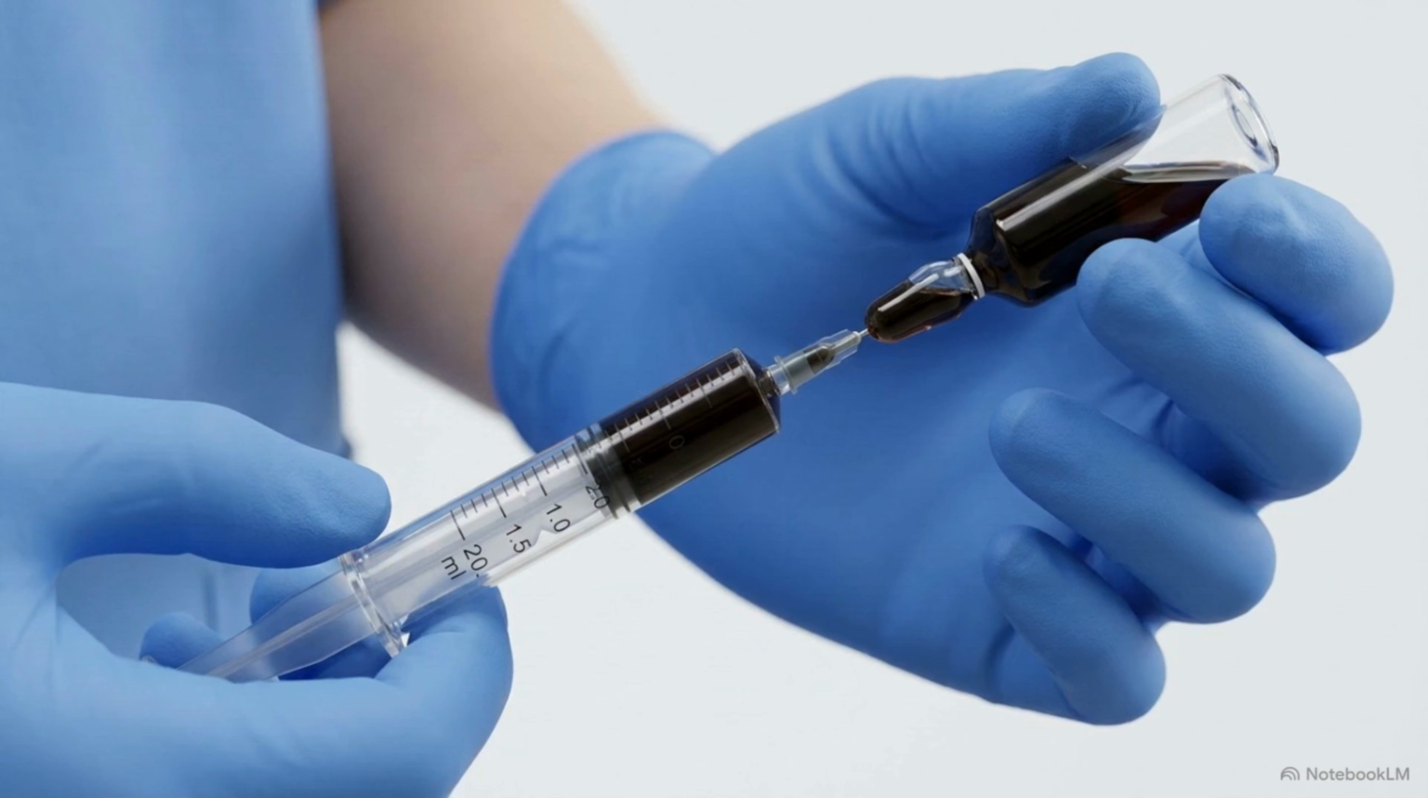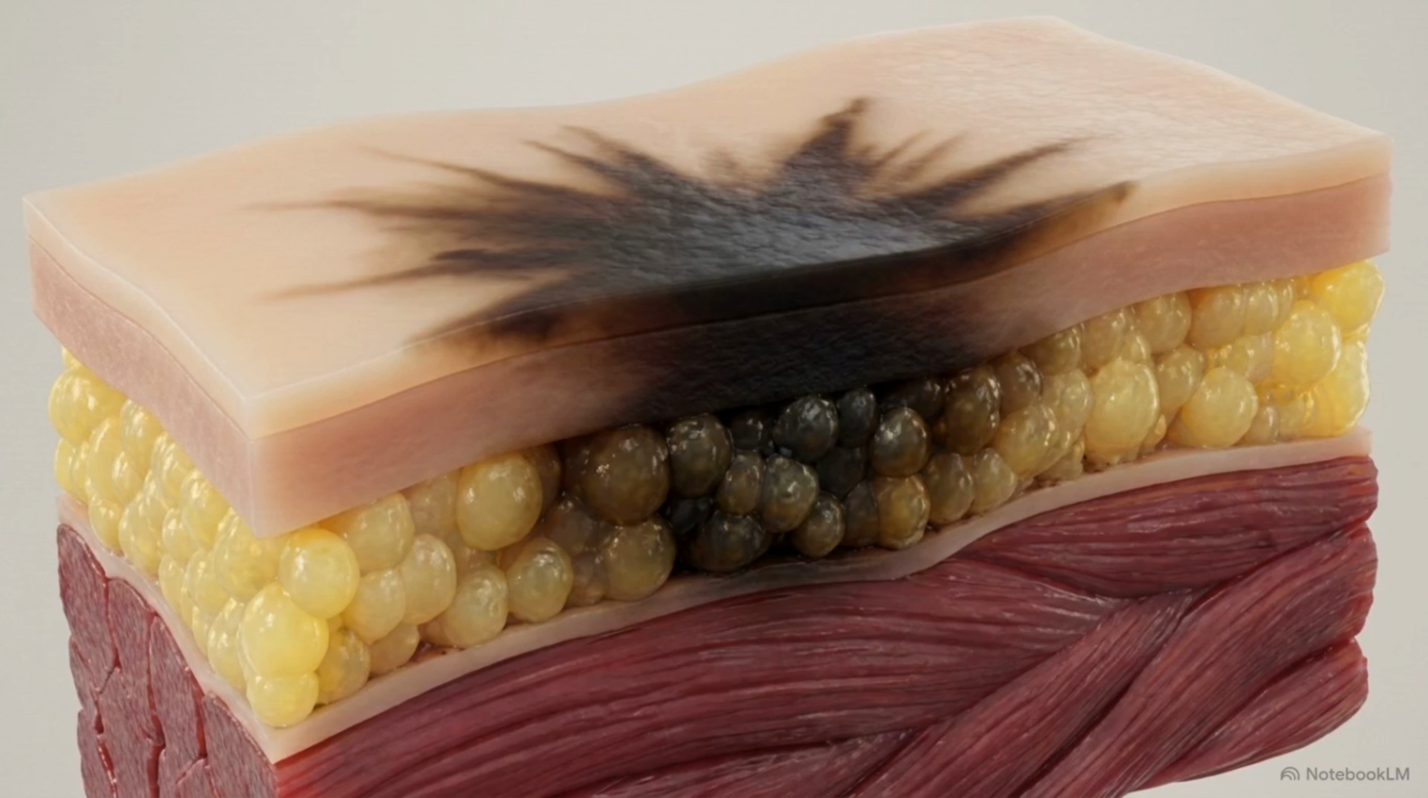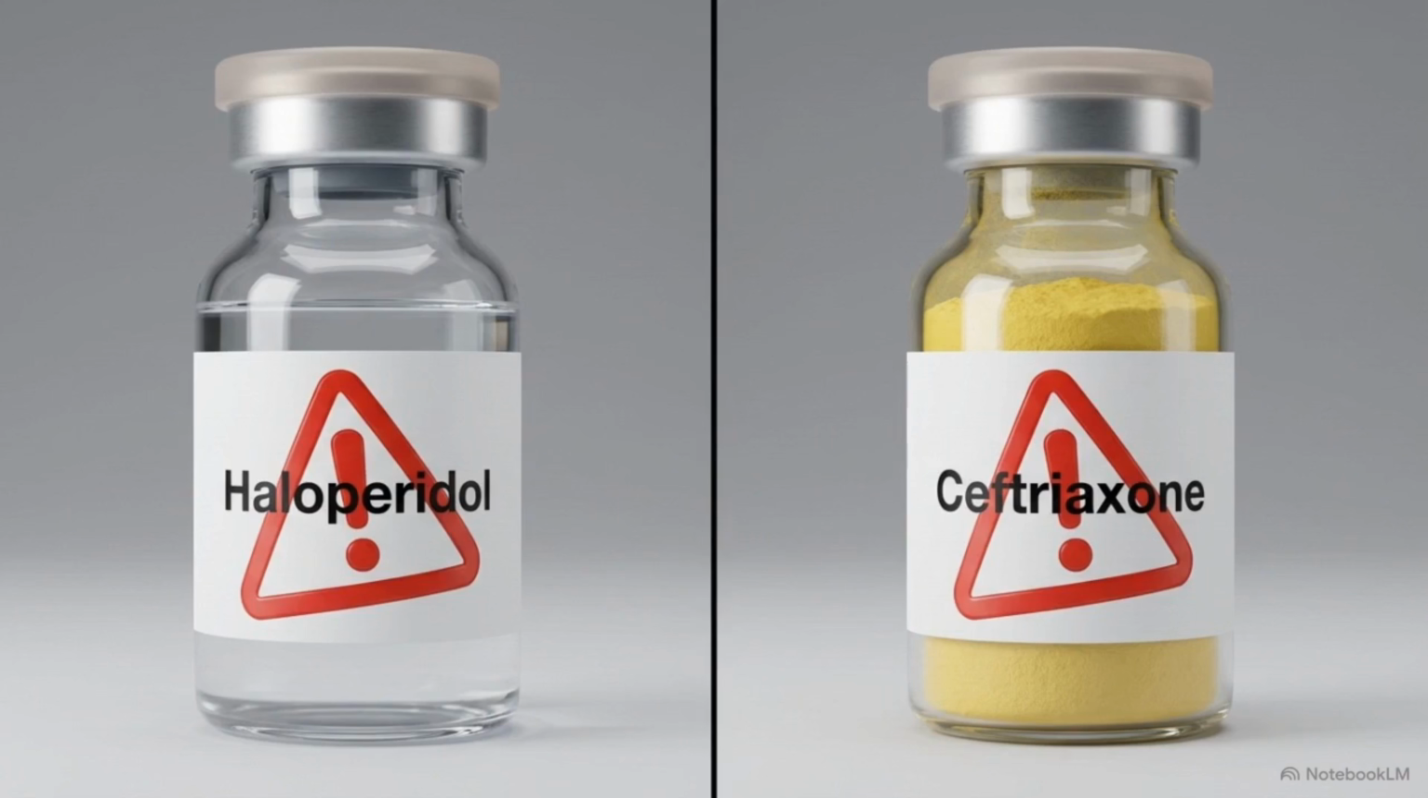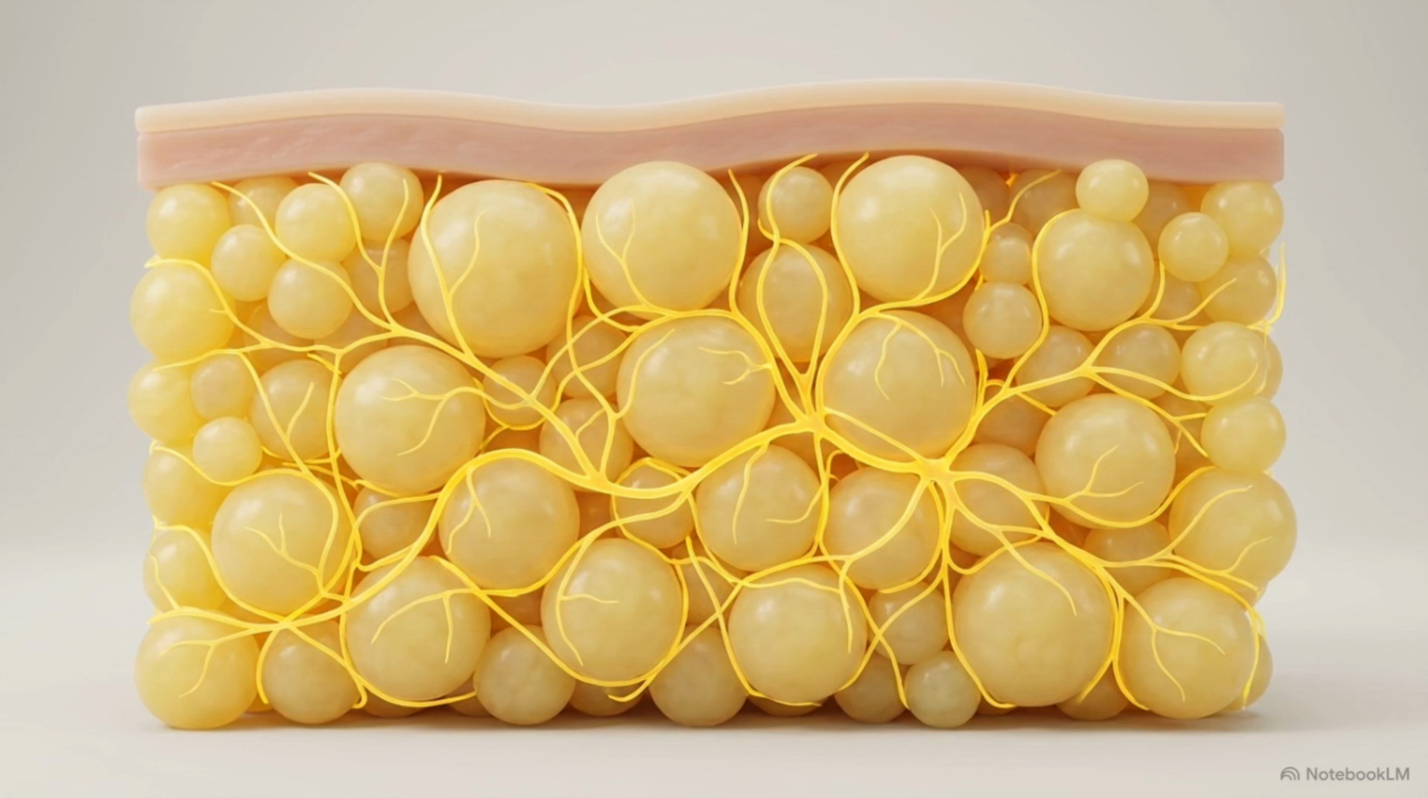The first risk category involves pigmented agents, most commonly iron dextran supplements. If iron carbohydrate complexes leak into the subcutaneous layer, they absorb poorly and cause permanent brown-black skin discoloration, known in clinical literature as tattooing. The second category includes caustic solutions, such as the antipsychotic haloperidol or antibiotics like ceftriaxone, which possess highly irritating pH levels.